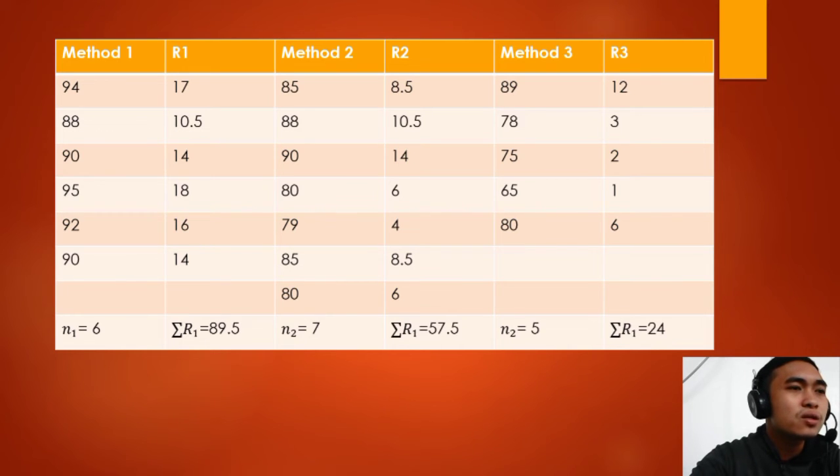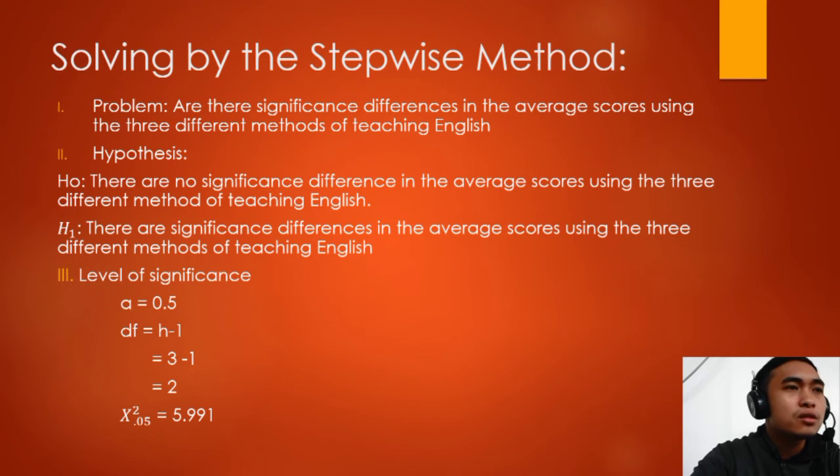So for the summation of the rank of method one, we have 89.5, and for the summation of the rank of method two, we have 57.5, and for the summation of method 3, we have 24. Okay. So solving by stepwise method.